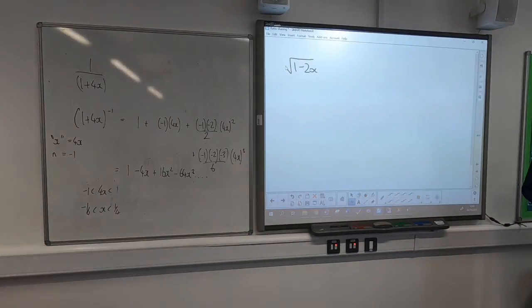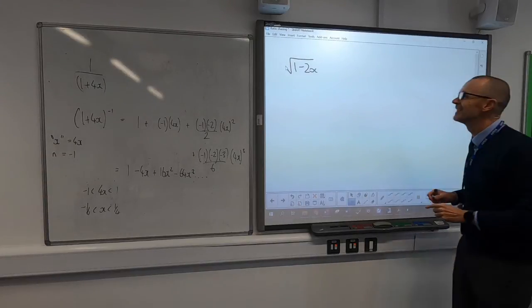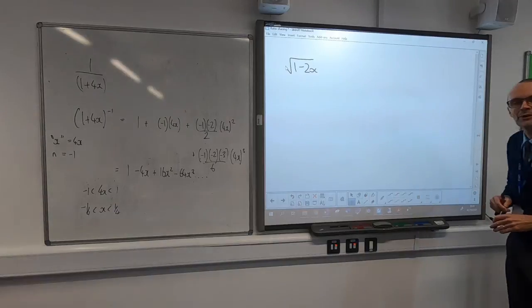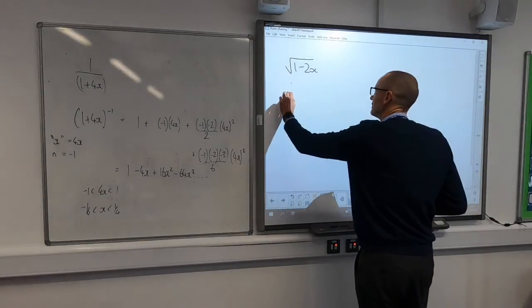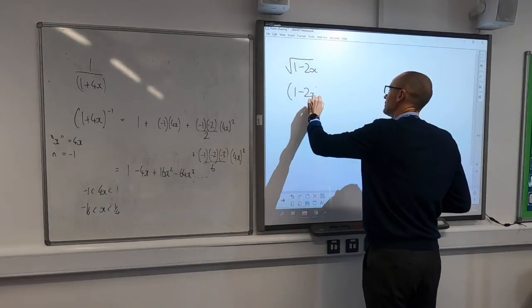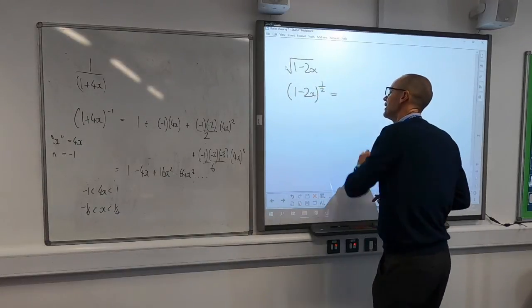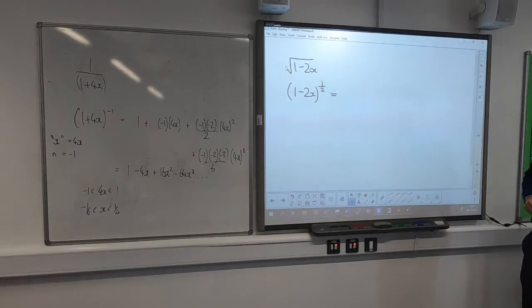So I'd like you to expand the first 4 terms of this using the binomial. George, how am I going to rewrite that? Square root. How do I write square root as a power? Half. Power of half. Yeah. So do me the first 4 terms of that, and then I'm going to ask you to do something with that.